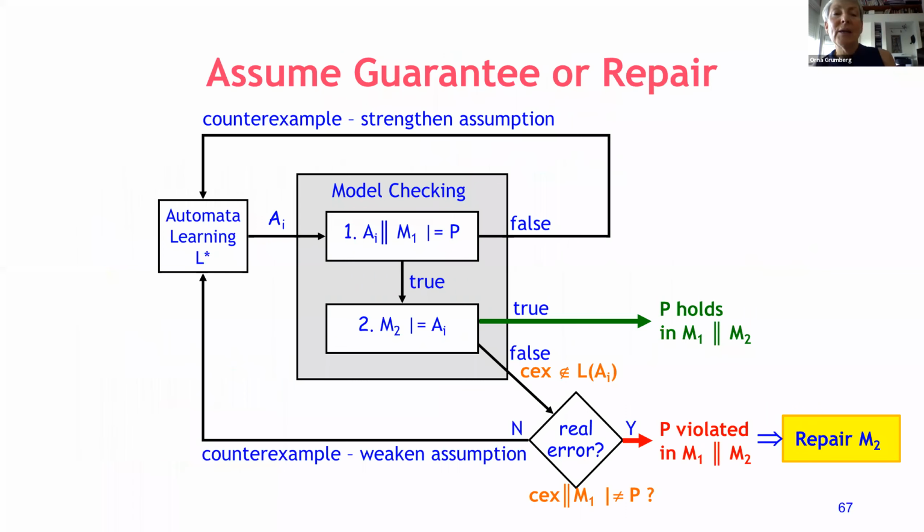Just another point, I will come back to the learning algorithm because it's not straightforward to extend the learning to this setting, but I want to talk about it later in the talk. And once we suggest a repair for M2, we go back to the assume guarantee paradigm and try to verify the new repaired system. So it's actually a kind of iteration between assume guarantee and repair.